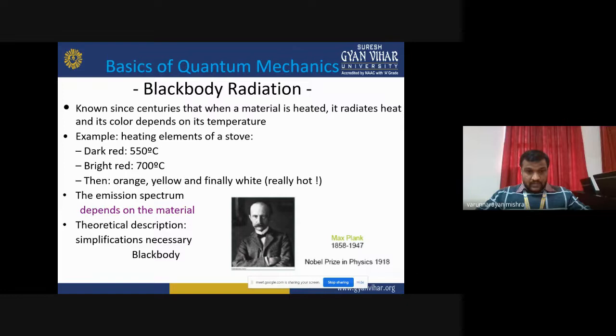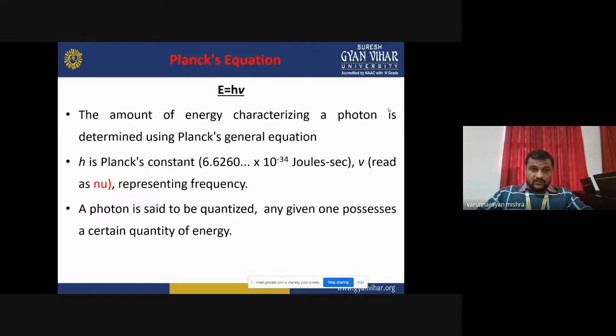So black body radiation depends on the material, and depending on the material, we may have different emission spectra. It was described by Max Planck, who also got the Nobel Prize in 1918 for the black body radiation principle.